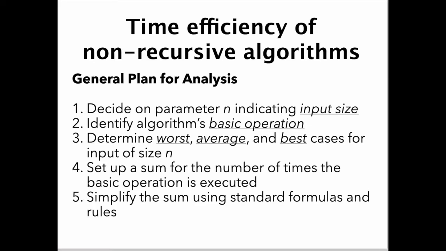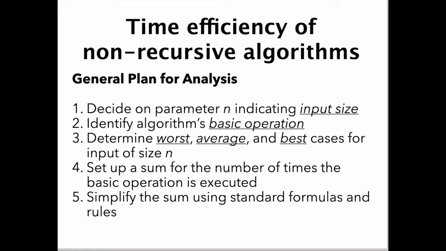And so finally, we're on to the last topic for lecture 2.1, and that is creating a general plan for analyzing non-recursive algorithms. The first thing we need to do is to decide on the parameter n that indicates the input size. And the next step is to identify the basic operation. Third step is to choose between the worst, average, and the best case. Most of the time, we will choose the worst C of n.